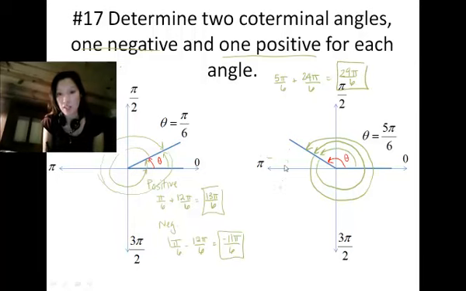And if we wanted the negative, I could have gone this direction instead. So all we have to do is figure out, well, you have this 5 pi sixths. Just subtract from it 2 pi. So when you do this, you're going to get negative 7 pi over 6.